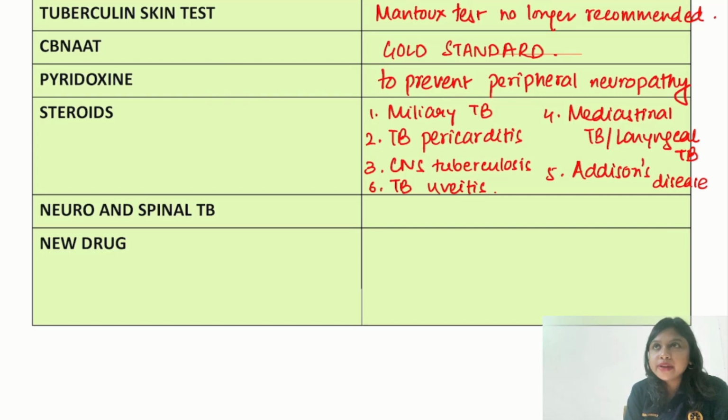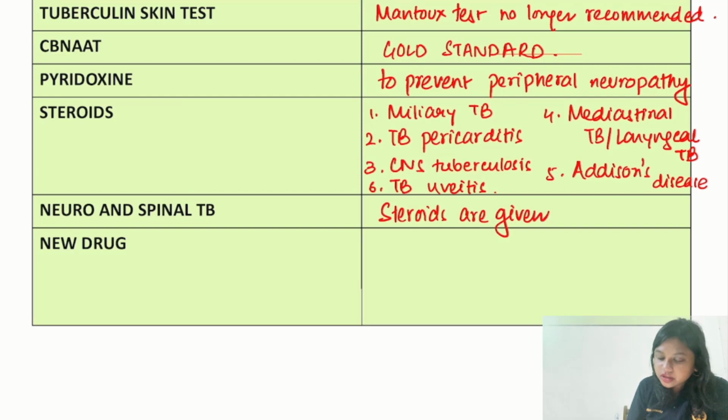In neuro and spinal TB, there is usually a bad prognosis. We have an intensive phase and a continuation phase for each drug regimen in tuberculosis. Usually here the continuation phase is extended to almost 10 months. So in neuro and spinal TB, remember that we give steroids. Dexamethasone is given before ATT, that is anti-tubercular therapy.